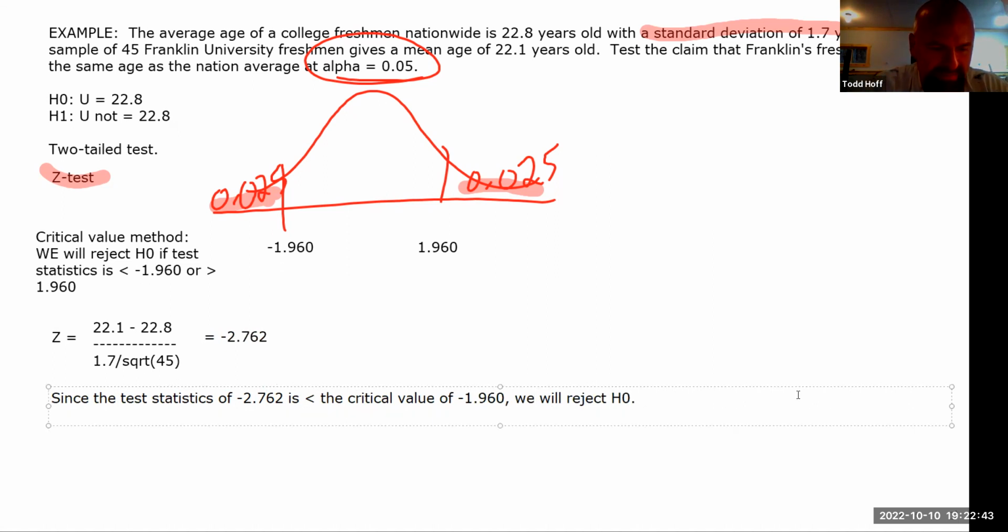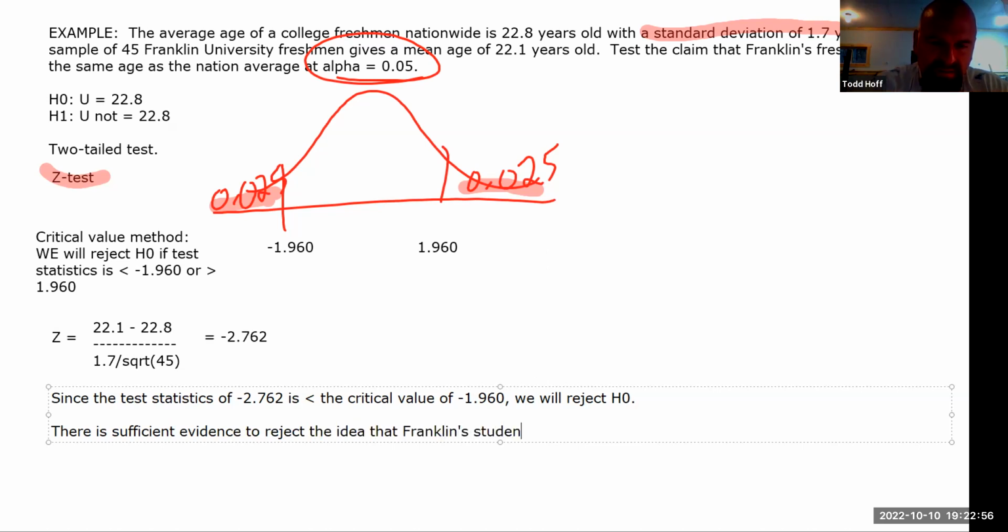So that is saying there is sufficient evidence to reject the idea that Franklin students are the same age as the national average. I should say Franklin's freshman students rather than just students.